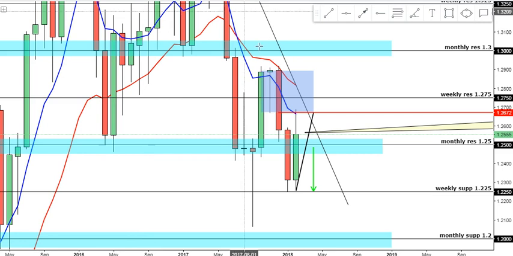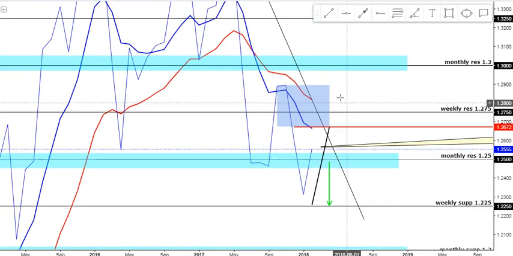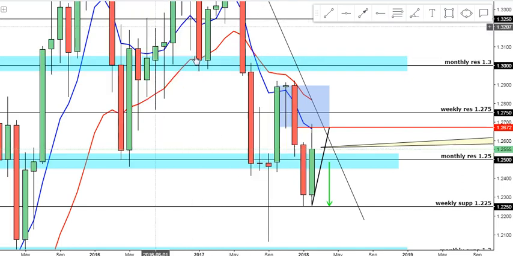So let's remove the candlesticks. Sorry for that. Let's remove the candlesticks for a second. Looking at the moving averages. The moving averages are close to the downside. So this tells us that we're in a downtrend. Let's go back to the candlesticks.